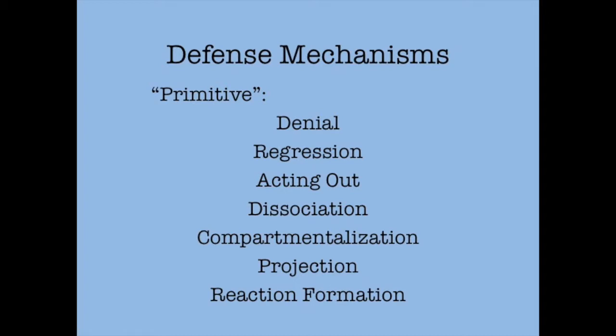The first one is called the primitive defense mechanisms. They are called primitive because they are formed when we are very, very young. These are denial, regression, acting out, dissociation, compartmentalization, projection, and reaction formation.